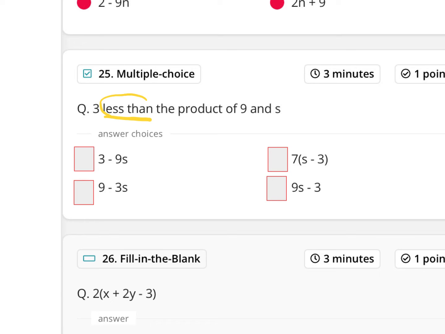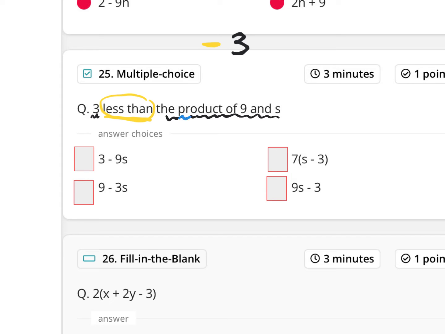So this implies subtraction and a switch in order. So instead of 3 being first, 3 is going to be at the end. Okay, so let's write a minus sign. I'm just going to draw a minus sign up here. And the 3, this 3 right here, we're going to put second because less than implies a switch in order. And so instead of 3 minus, it's going to be minus 3 at the very end. So what belongs in the front over here? Well, it says 3 less than what? Less than the product of 9 and s.